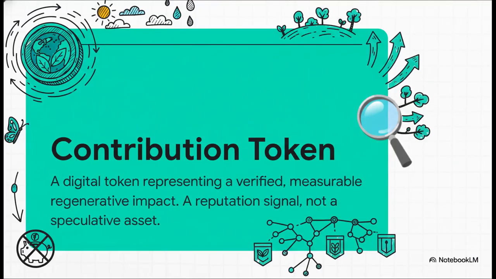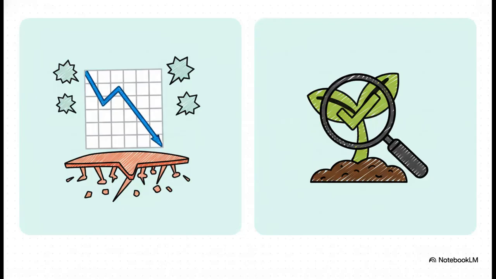So first, let's get crystal clear on what these contribution tokens actually are. A token is just a digital stand-in for a real, verified, and measurable regenerative impact. That's it. It's a signal. It tells you about someone's reputation and contribution. It is absolutely not a tool for financial speculation. And this really drives the point home. You have speculative crypto over here, where the value is all about market hype and what people think it's worth. But with contribution tokens, the value is directly tied to a verified, positive impact in the real world.